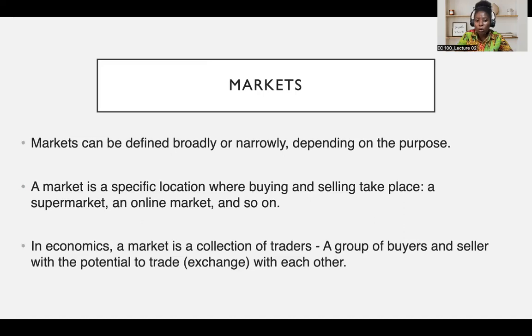Okay, so when it comes to economics, to simplify that, we don't really use a location to define markets, but rather what happens there. So a market is a collection of traders, or a group of buyers and sellers with the potential to trade or to exchange with each other. That's as simple as it can be.